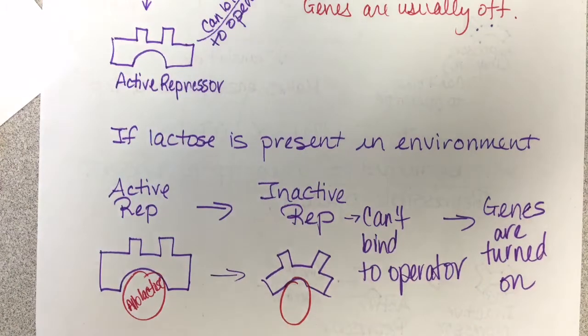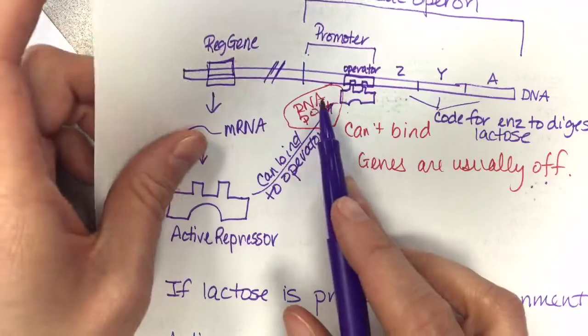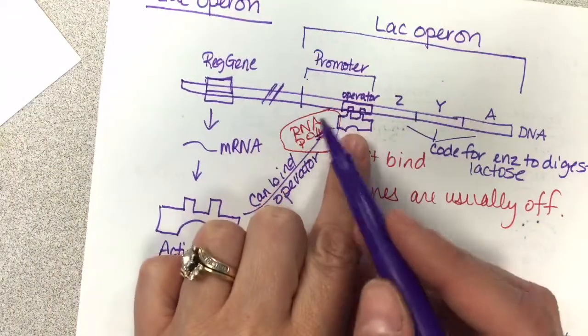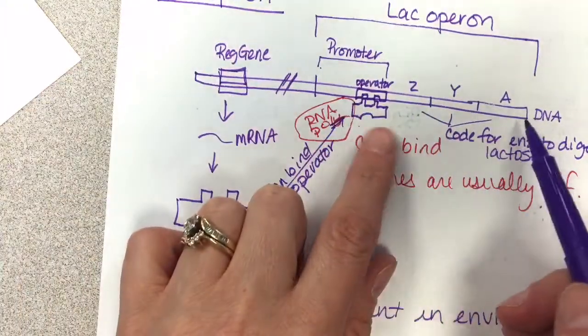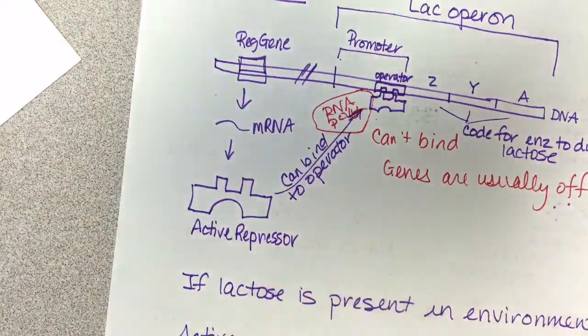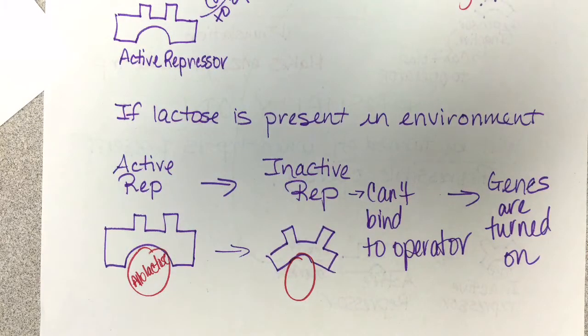The genes are turned on. And therefore, what happens when the genes are turned on? RNA polymerase is not going to be bound here. RNA polymerase is going to transcribe this and therefore make the enzymes to digest lactose, which is what you want when lactose is present. Okay? And so that's the Lac Operon.